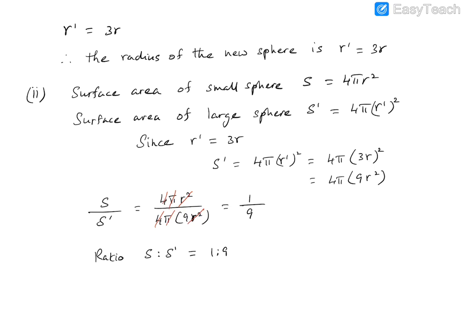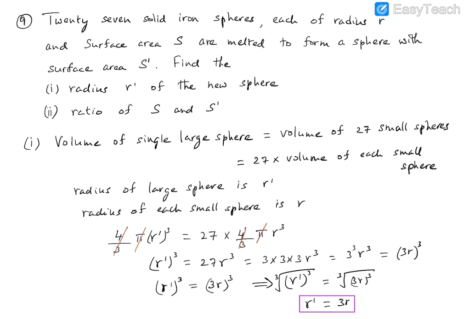So the ratio of the surface area of the small sphere, which is S, to the surface area of the new larger sphere, which is S dash, is 1:9. That means the new larger sphere has a surface area which is 9 times the surface area of each of the 27 small spheres. Okay, so we have solved this again by using the information that was given in the question. Again, many of the students have the difficulty that there is no value given for any of these parameters. If the values are not given, just keep the variables as they are, put in the formula and apply the information given to us.